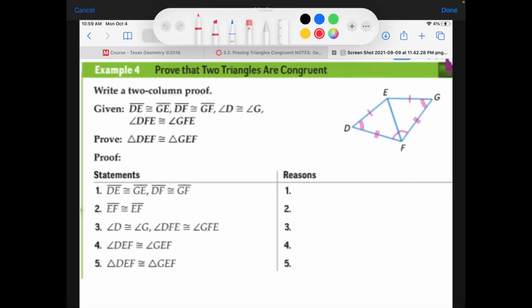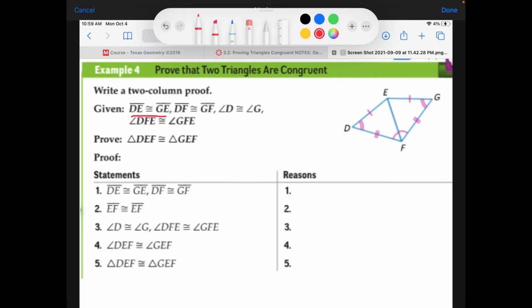So let's do an example using the third angles theorem in a proof. Here we have two triangles. We have our givens, and this is the most important part. And these givens are also marked in the picture.